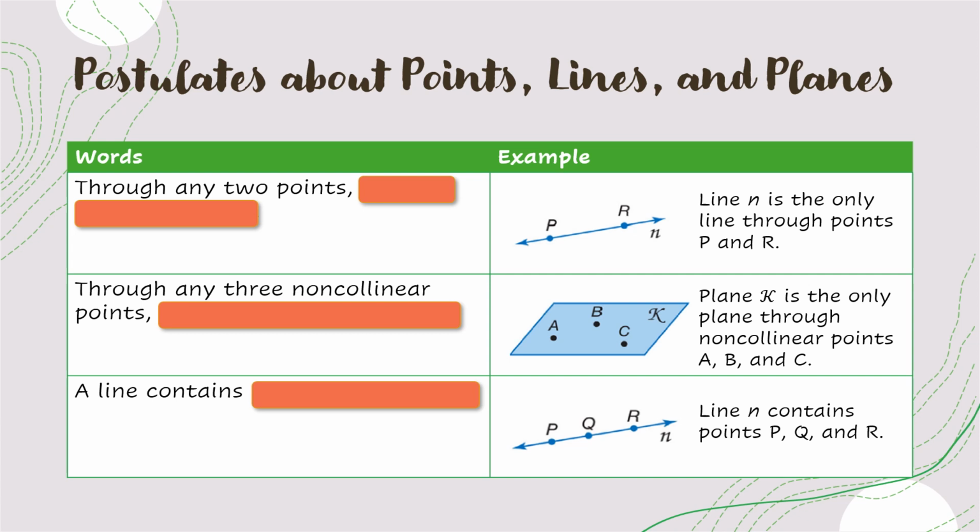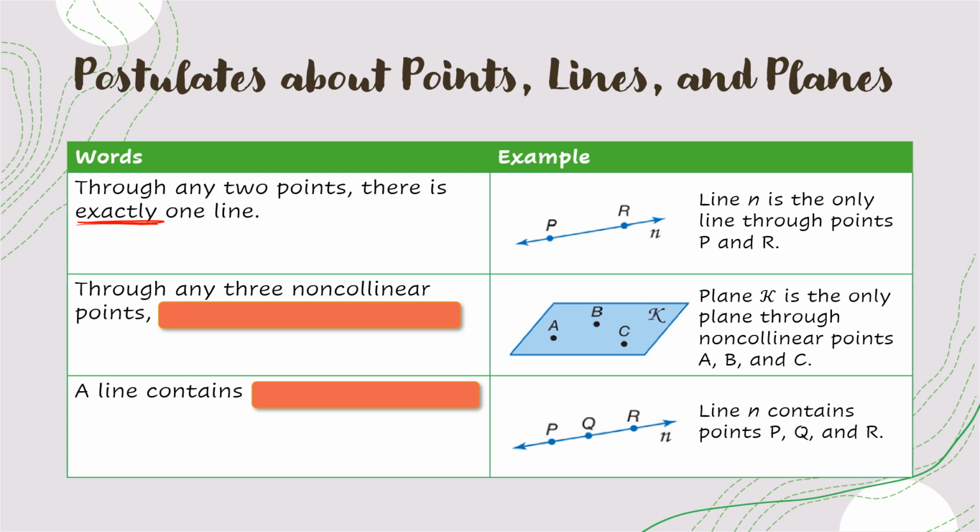The first one we'll talk about, and this should sound really familiar, through any 2 points, there is exactly one line. Through any 2 points, there is exactly one line. Now, an example of this is given at the right. So we have some line N, and it is the only line that would ever go through points P and R. That's what our phrase exactly means back over on the left. There can't be 2 different lines that go through two particular points, just one. We could name it in a couple different ways. We could call this line PR or line RP, but it's the same as line N.